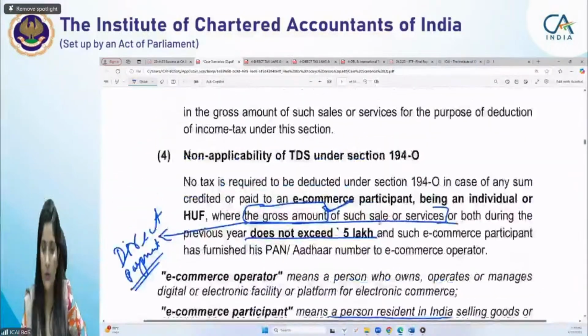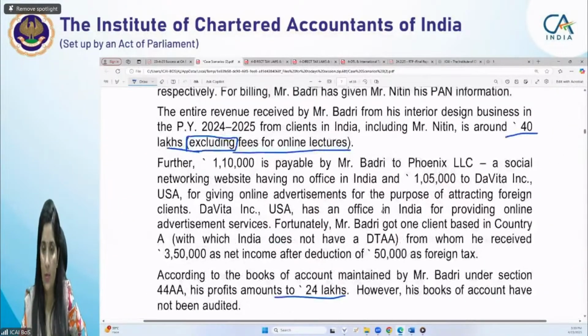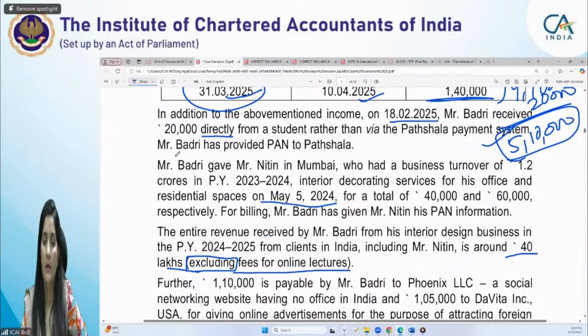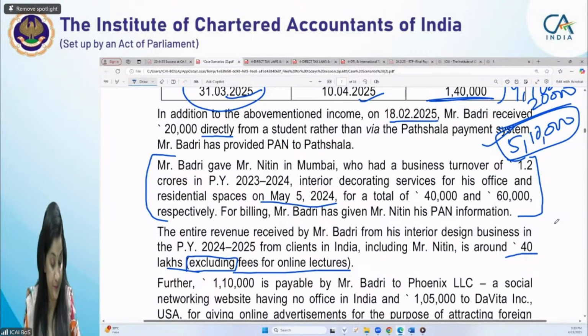Let me take you through the facts. Yes, these are the facts. Mr. Badri, these are the facts. Read and just tell me on what amount TDS is to be deducted and at what rate. I'm waiting. Leela, Rajnawala, Rajan, Leela, Anshul, Prashant, I'm waiting for your answers. Just tell me the amount of TDS. What rate TDS is to be deducted? 10%. Yes, 10% will be deducted.